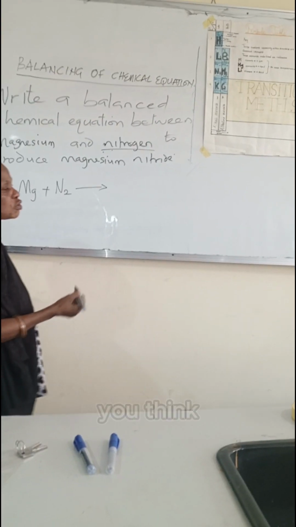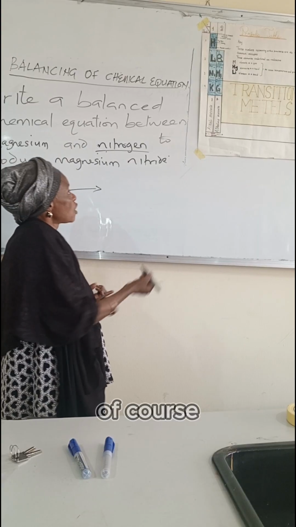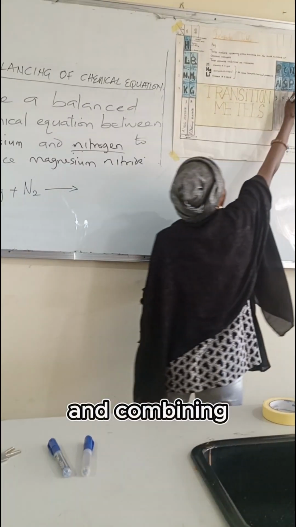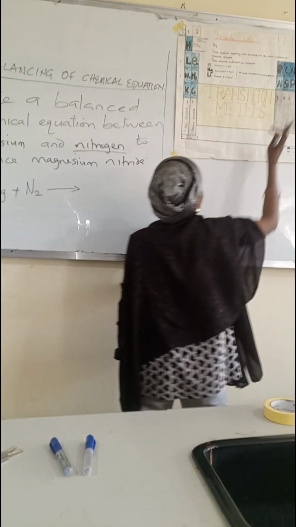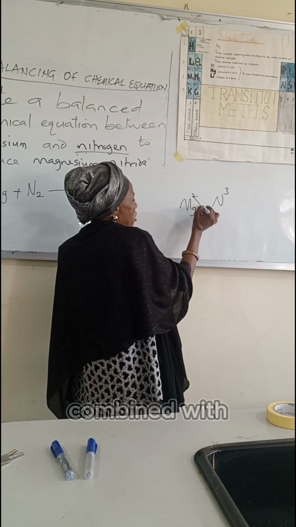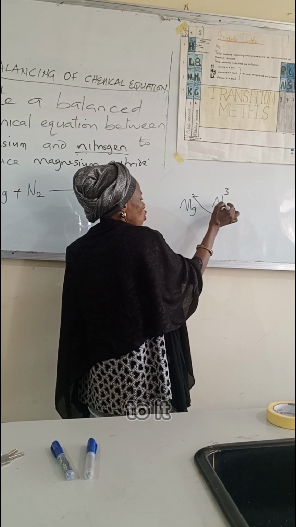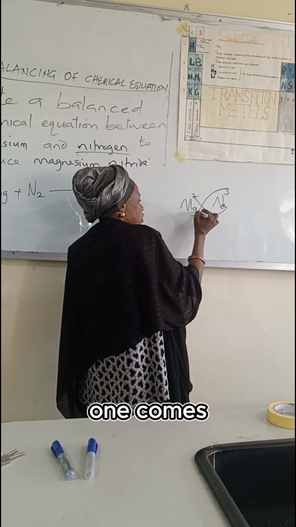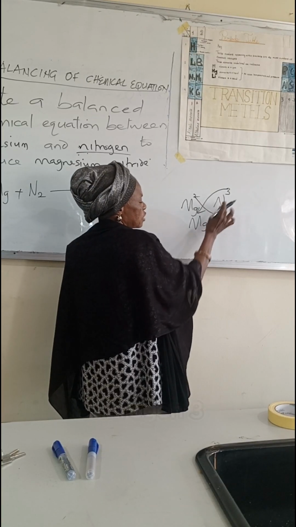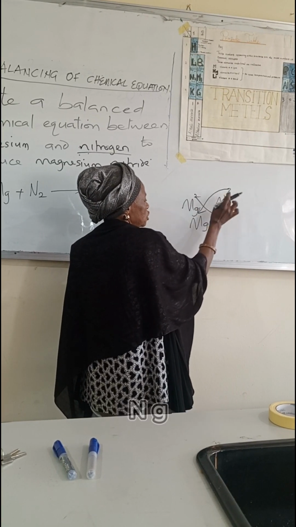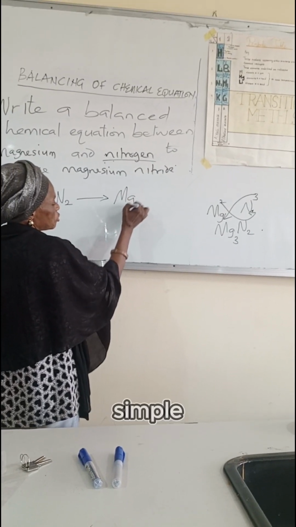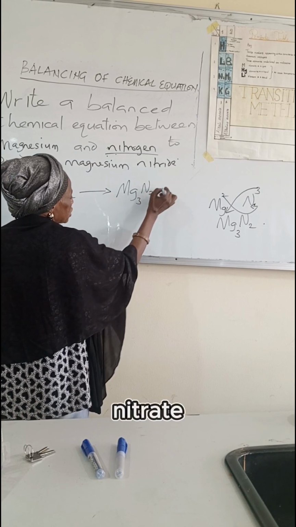When you now want to form it, you think of their combining powers. Of course, the combining power of Mg will now be 2 because of group 2. And for nitrogen, from 0, 1, to now 2, 3, will now be 3. N is 3. So this one combines with this one by giving this 2 to it as a subscript, and this one comes here as a subscript. So they will now combine to give us Mg3N2. You can see we have formed our very simple magnesium nitride.